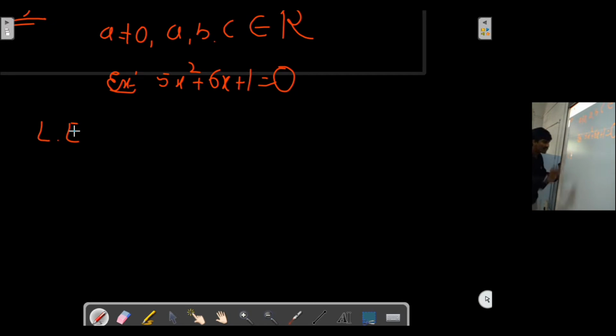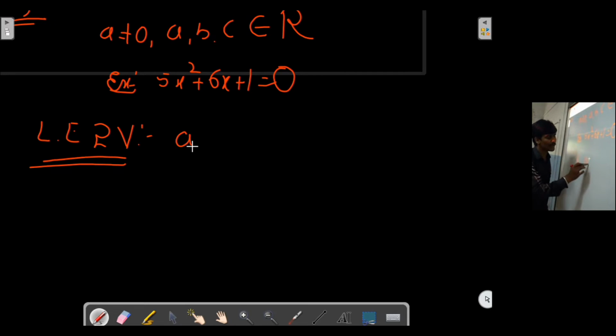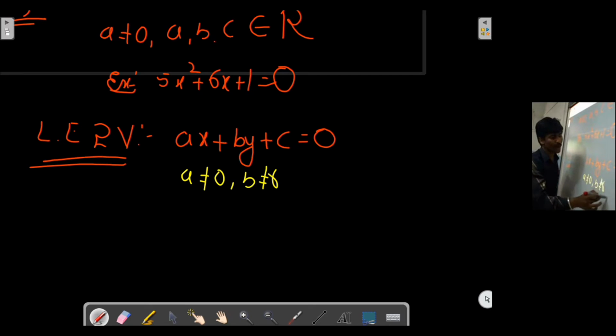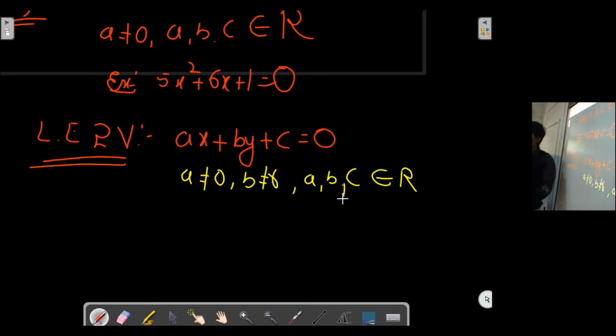Linear equation, but here two variables. Linear equation in two variables. The standard form of linear equation in two variables is what? ax + by + c = 0, where a is not equal to 0 and b is not equal to 0, and a, b, c belong to real numbers. And why are a and b not equal to 0?